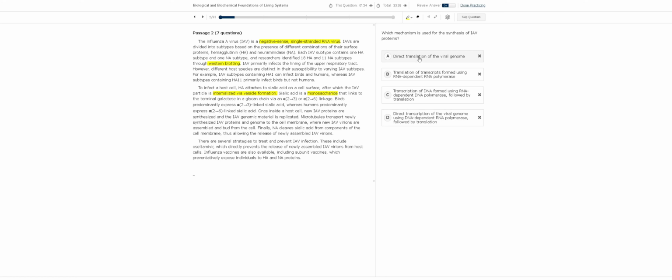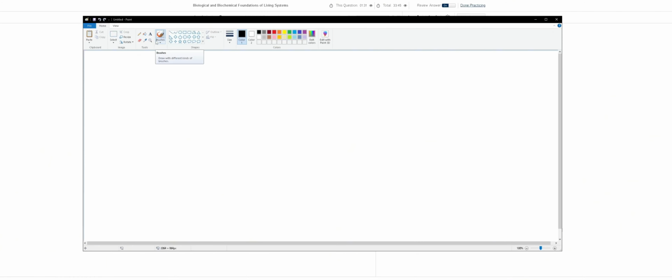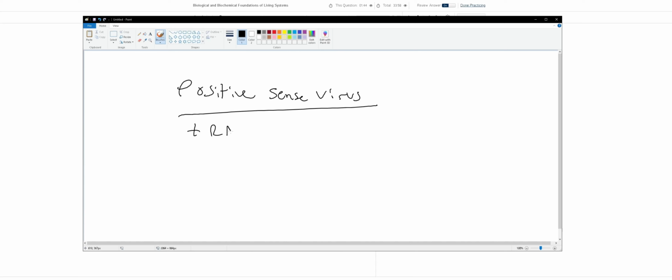And so recall that this is a behavior of a positive sense RNA virus. So if I bring a drawing up right here to compare the two, a positive sense virus, when it first enters the cell, uses its RNA and it gets directly translated to protein. The reason is that the type of RNA it has is something the ribosome can recognize, and so it's able to go directly into translation.